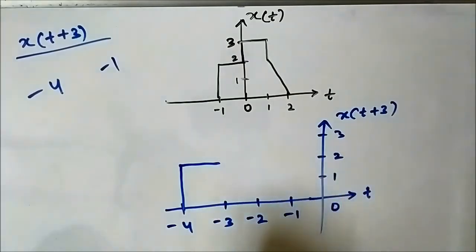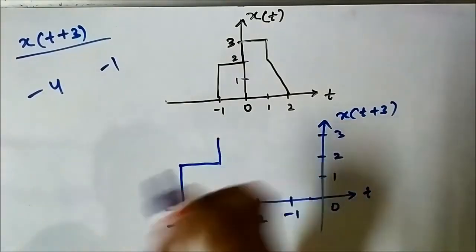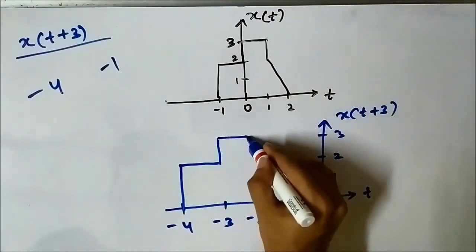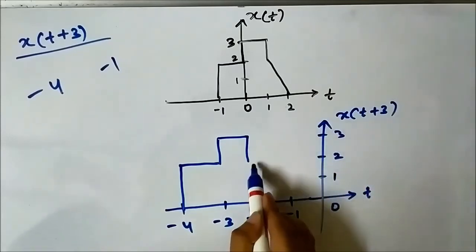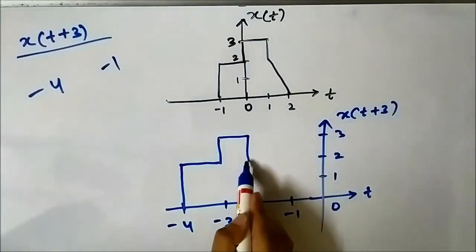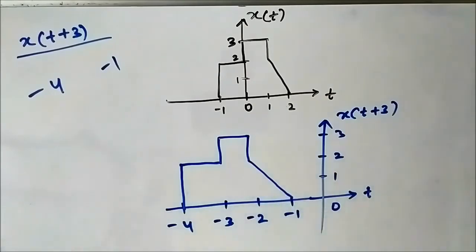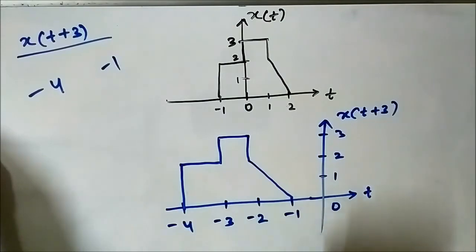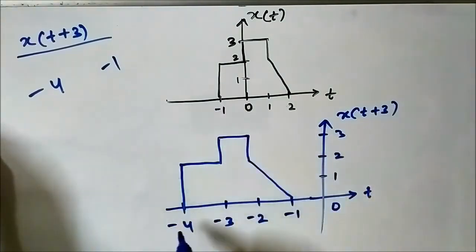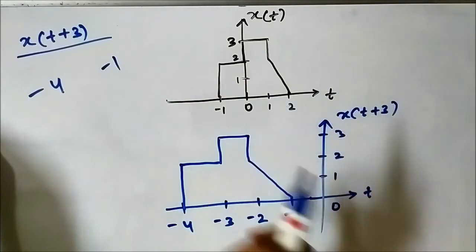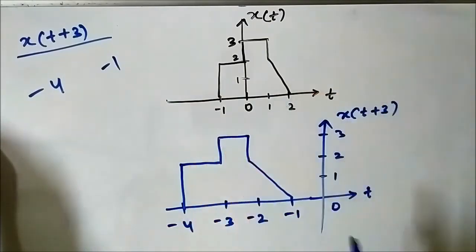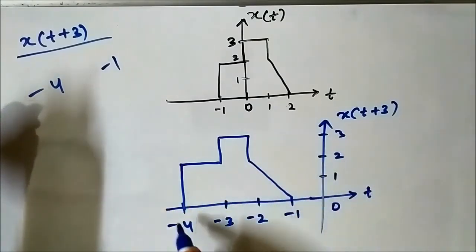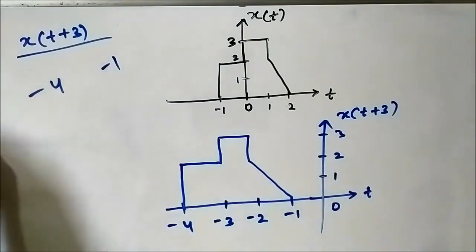Then 3, yes, then downwards, and then it will touch this. Okay, so the signal has shifted to the left by 3 units. So this is the shifted signal. Everything stays the same, the values, the amplitude, everything, just it has shifted to the left by 3 units with new starting and ending points. So this is the whole approach.